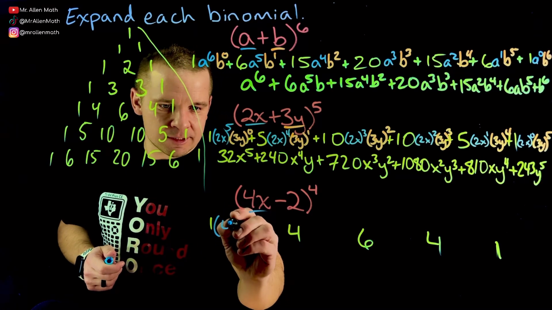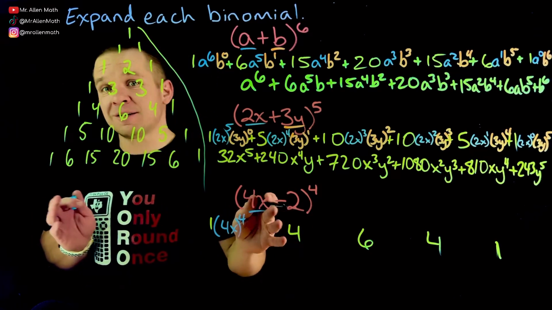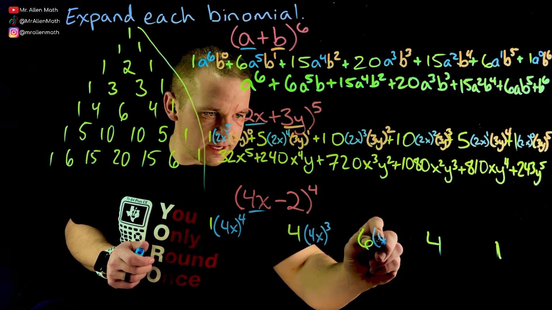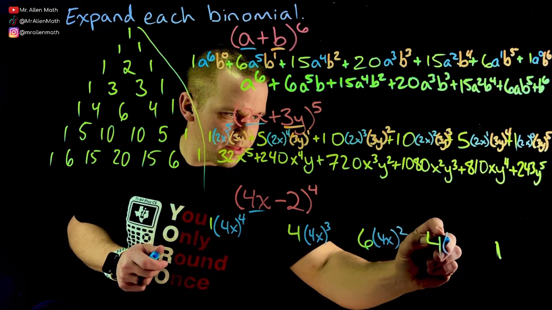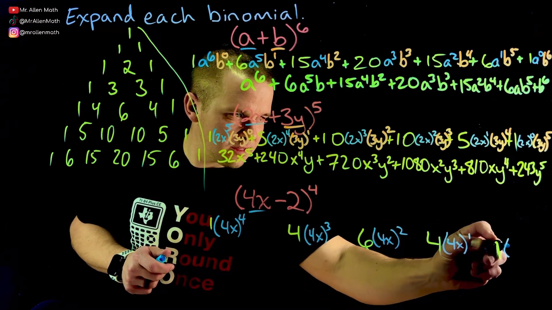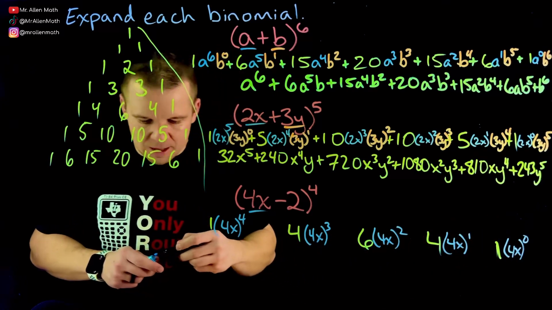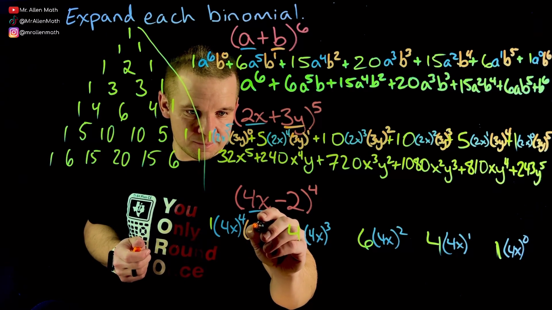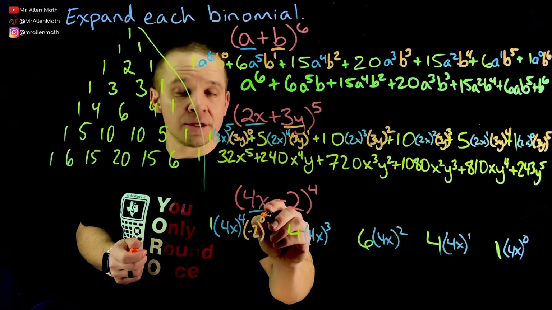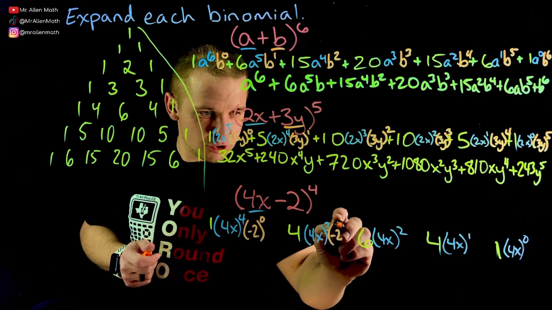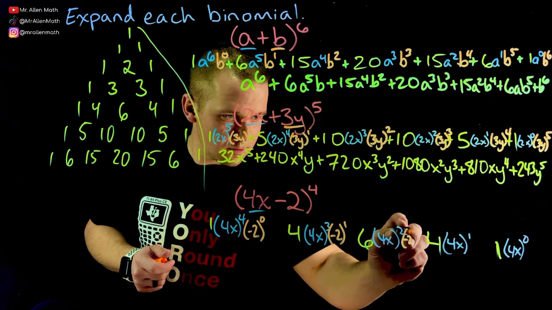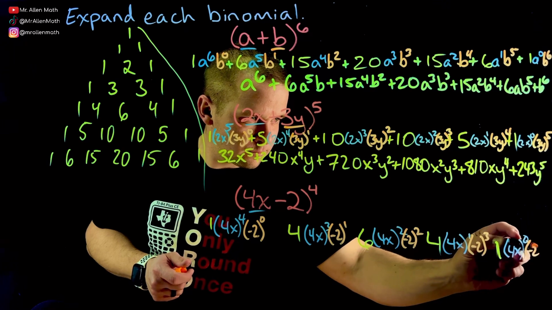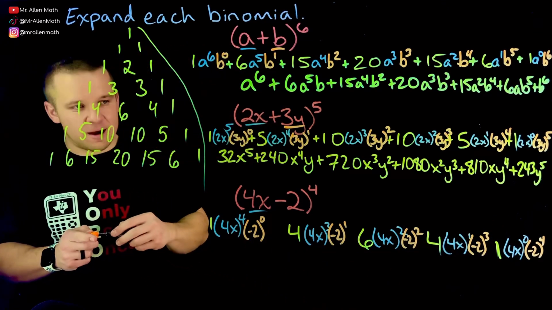4x. So it'll be 4x to the 4th. I didn't mess that one up this time. Then I have 4x cubed. Then I have 4x squared. Then to the 1st. And then to the 0. Then we got our orange. So I have negative 2 to the 0 and negative 2 to the 1st, to the 2nd, to the 3rd, and to the 4th.